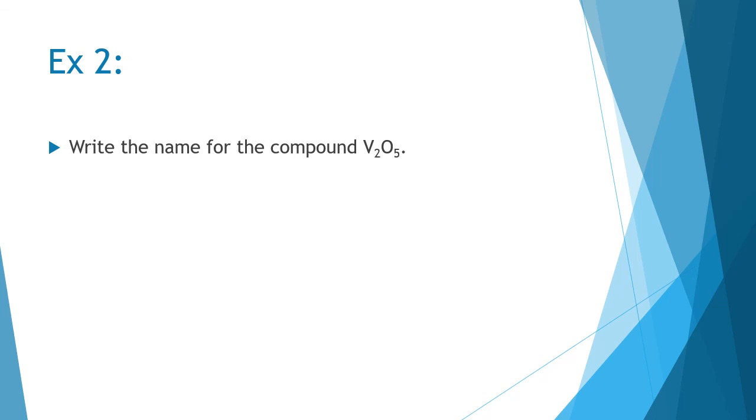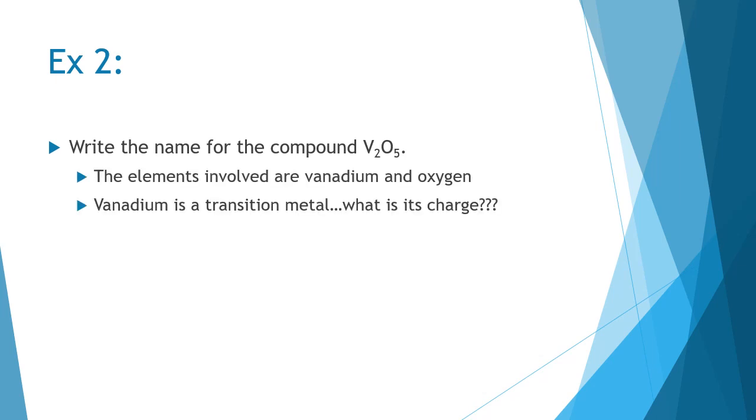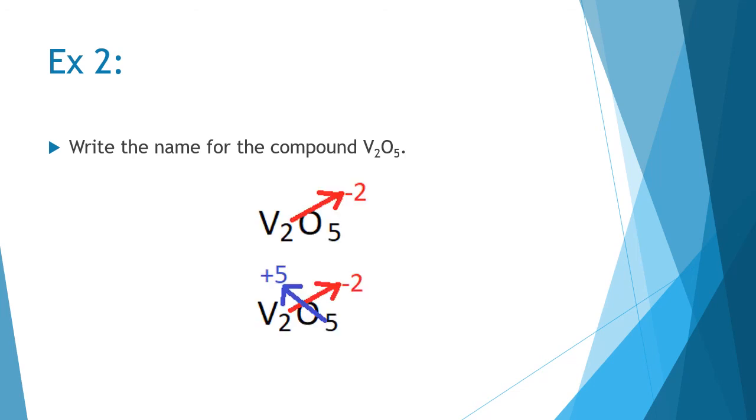Let us look at a second example. Write the name for the compound V2O5. The elements involved here are vanadium and oxygen. Oxygen has a common charge of -2, and it is fine, so we don't need a Roman numeral there. Vanadium, however, is a transition metal, and therefore can have multiple charges. Vanadium can have a couple of different ones, so let's figure out what it is. But how am I going to figure out what it is? Well, there are a couple different methods that you can do that involve the common multiple thing that we saw earlier when we learned how to write the formula.